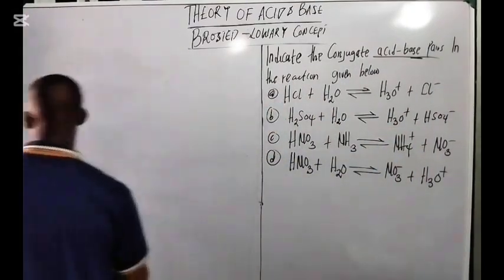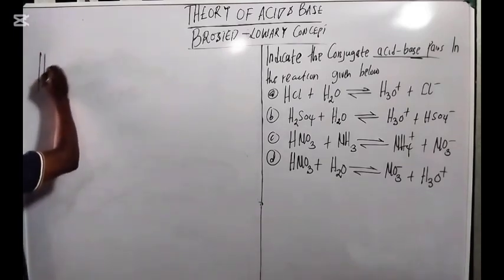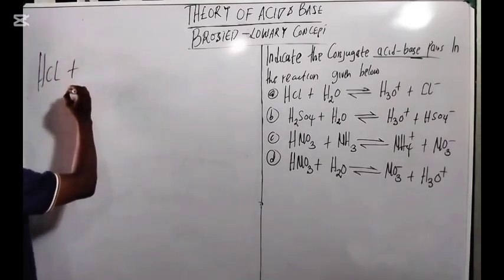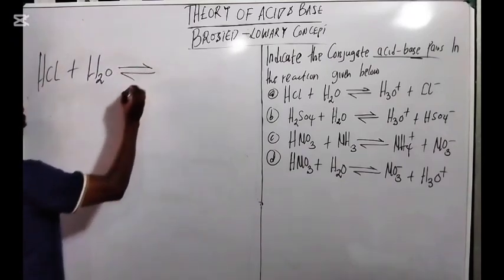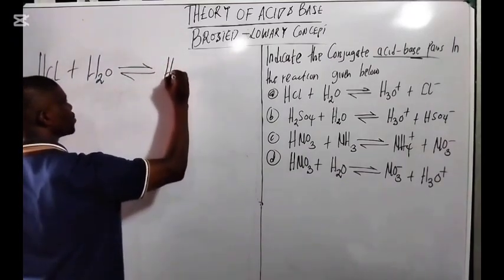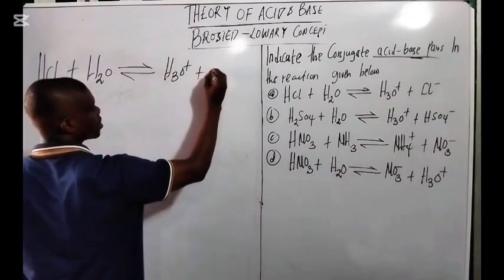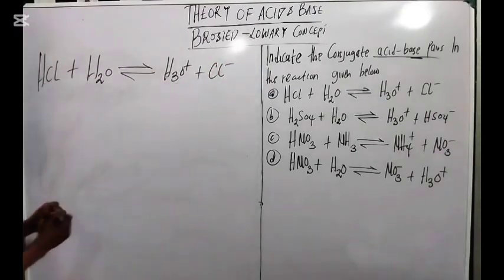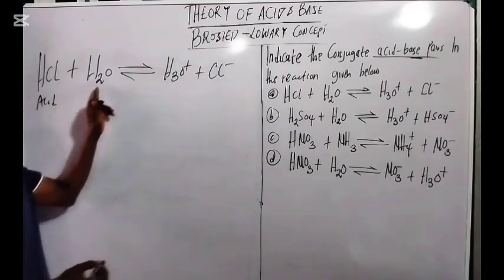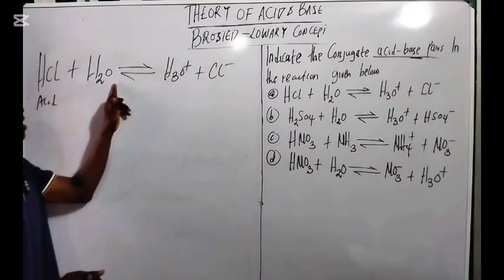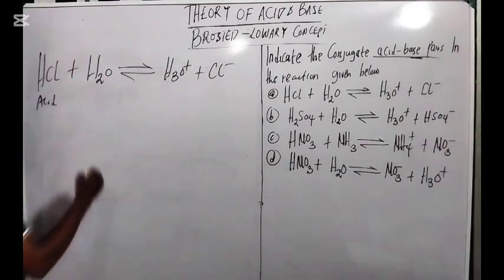Let's look at this first one. Here we have HCl plus H2O, which gives H3O+ and Cl-. Now, of course, HCl is an acid. Whenever water reacts with an acid, it becomes a base.